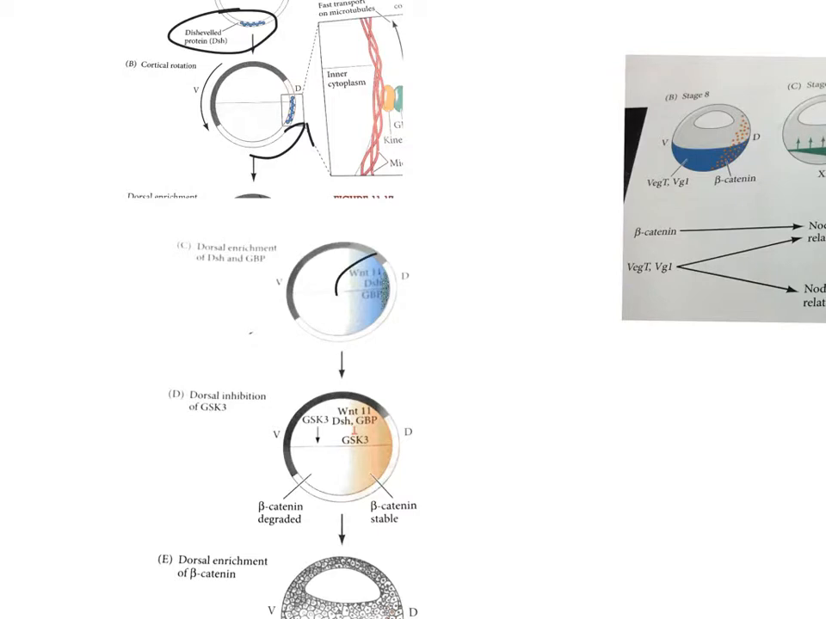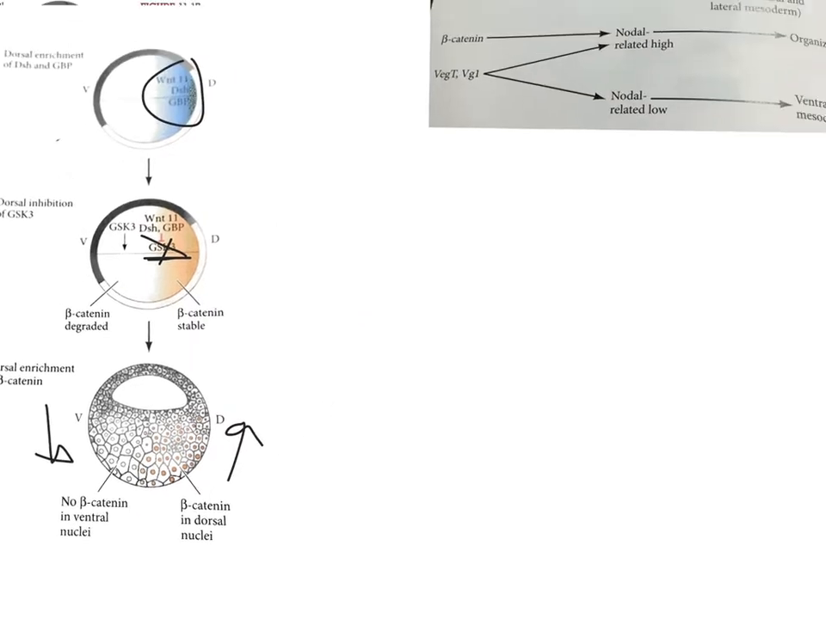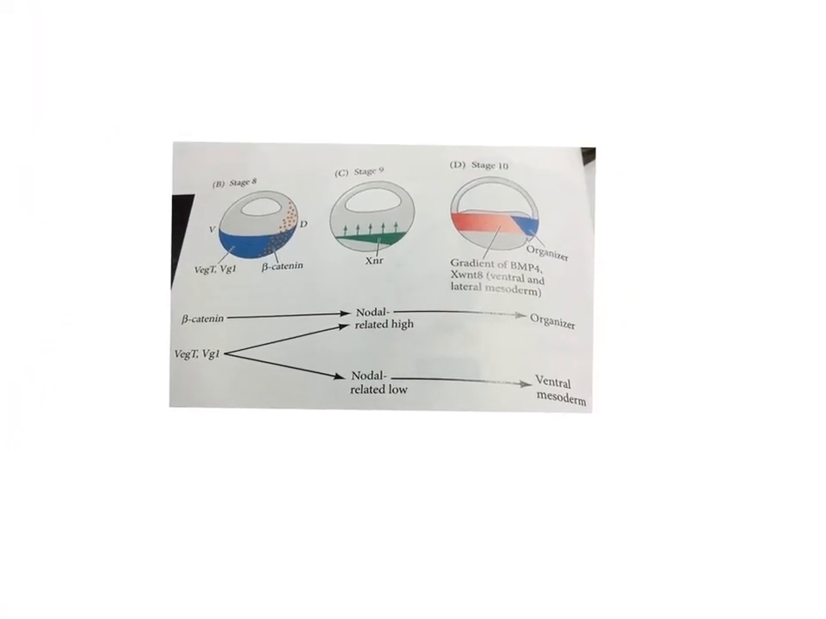These factors inhibit GSK3, found throughout the cell, which degrades beta-catenin. The end result of this is more beta-catenin in the dorsal nuclei and less to no beta-catenin in the ventral nuclei. With the VegT and beta-catenin gradients set up like this, we can now activate a Nodal-related gradient.